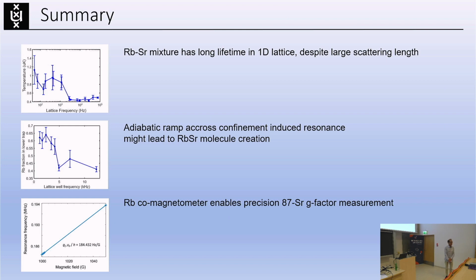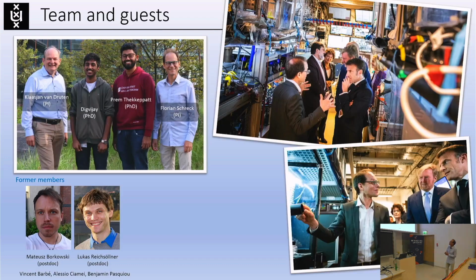Okay, so this brings me to the summary. I've shown you that rubidium-strontium has a long lifetime in the 1D lattice despite this huge scattering length. And perhaps we have seen the formation of weakly bound rubidium-strontium molecules. I mean, take this with a grain of salt. We still need to make lots of sanity checks to be absolutely sure that this is true. And we have used rubidium as a co-magnetometer to establish a precise value for the strontium g-factor.